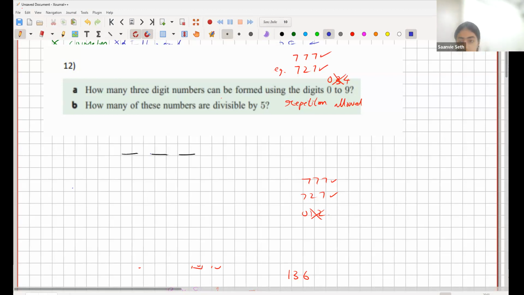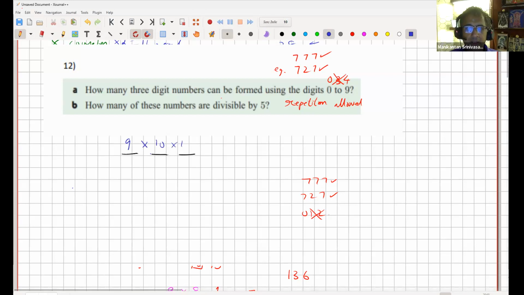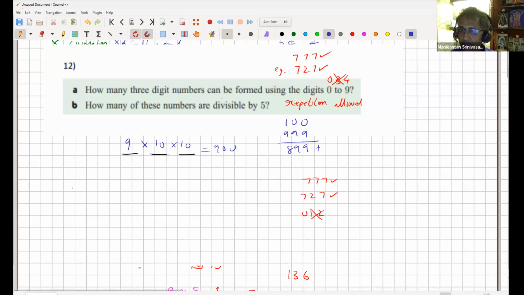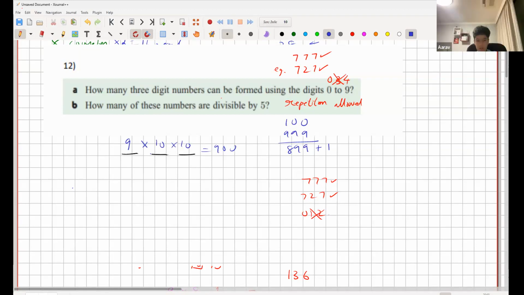The first place still can't be 0, so there'll be 9 possibilities, and then for the other 2 places there'll be 10 possibilities. Excellent. That's 900. No surprise. It's essentially asking how many numbers are there from 100 to 999. The difference is 899, but when we add numbers, we have to plus 1, right? So it's 899 plus 1.